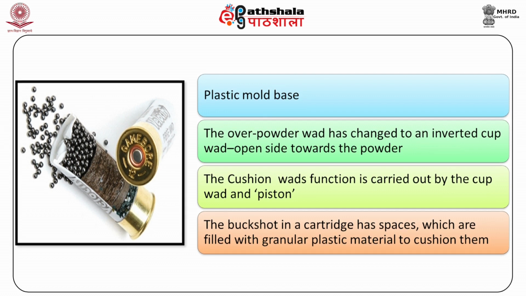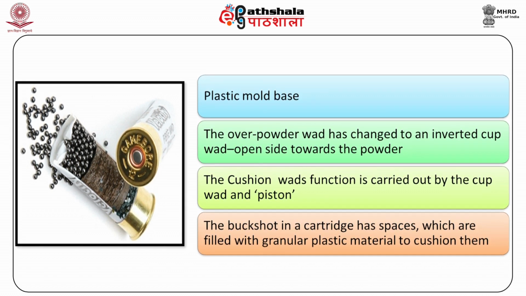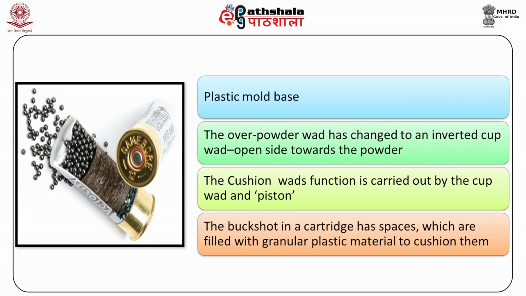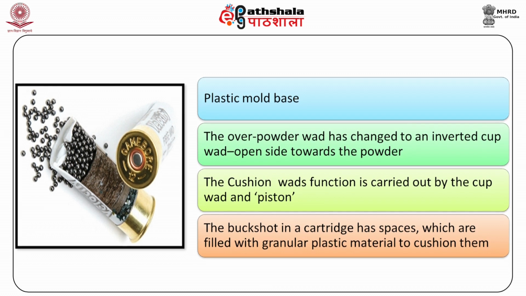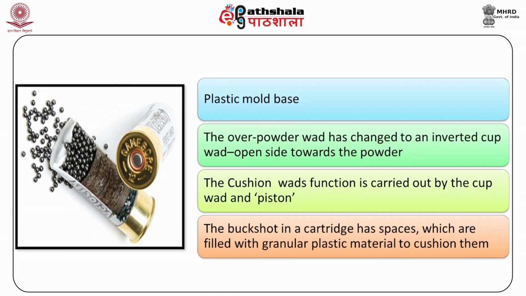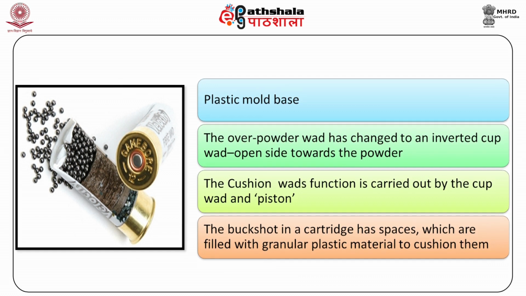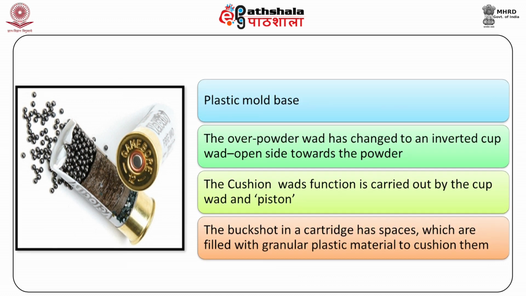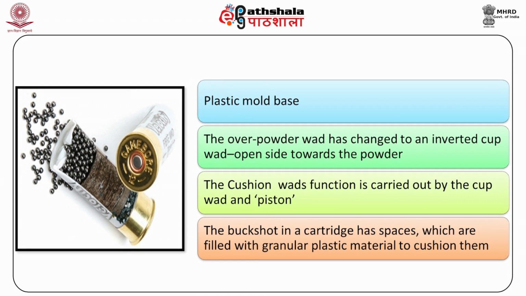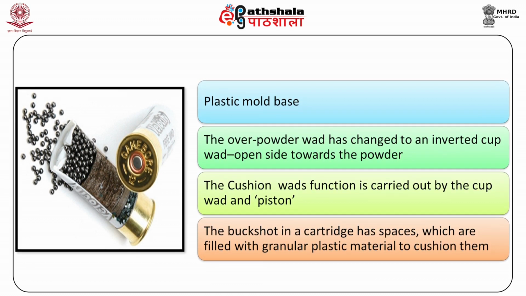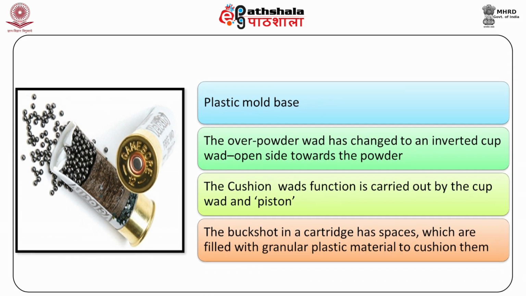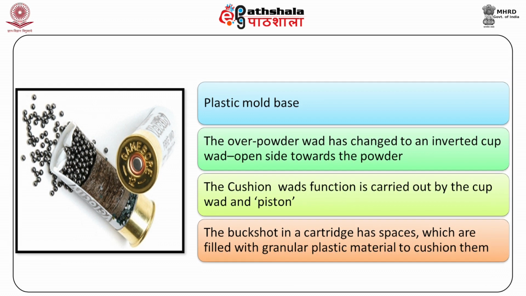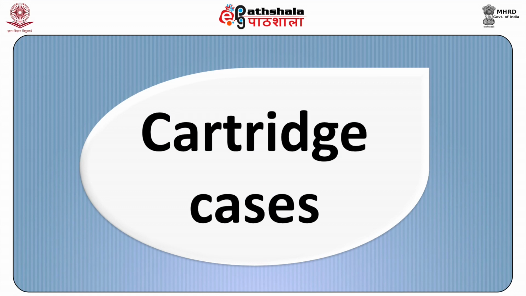Next is the buckshot in a cartridge, which has spaces filled with granular plastic material to cushion them. The plastic granular material prevents damage and provides uniform push to the projectiles. It ensures proper push to the projectile, which gives better spread and uniform velocities to the buckshot. The inventions have improved the aim, range, and ballistics of shotgun cartridges considerably. Next, we will learn about the cartridge cases.